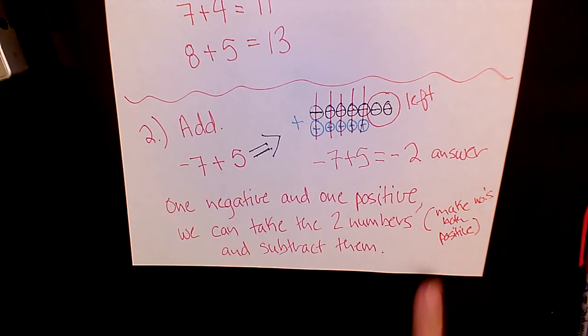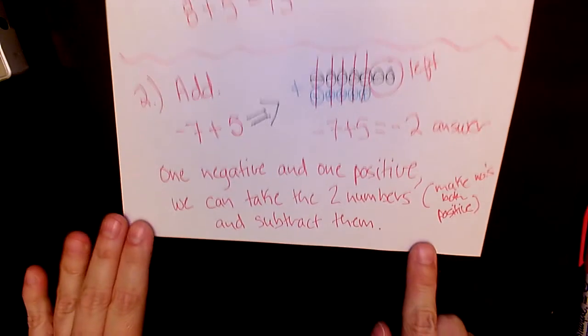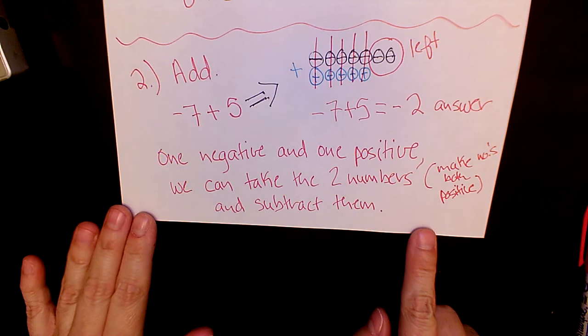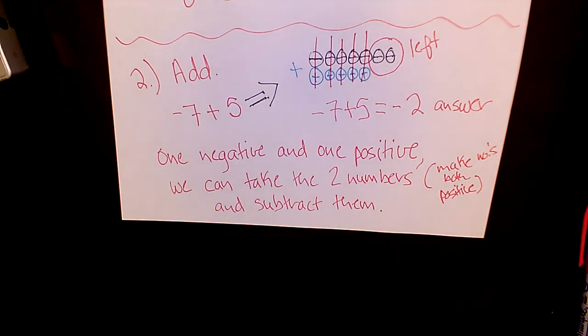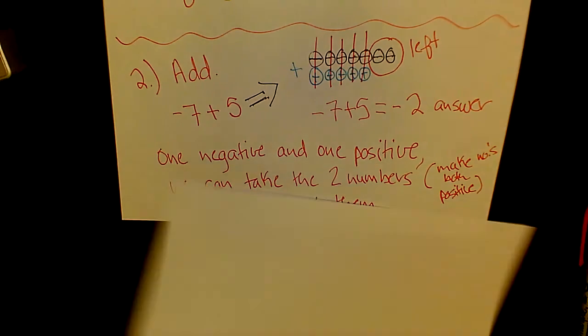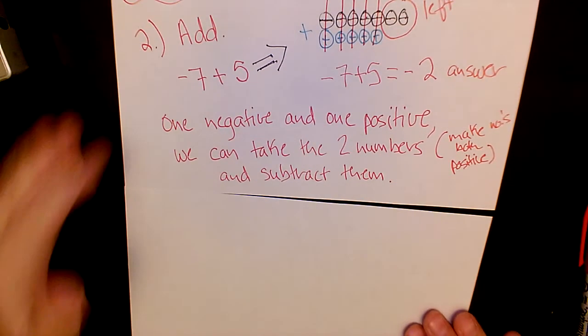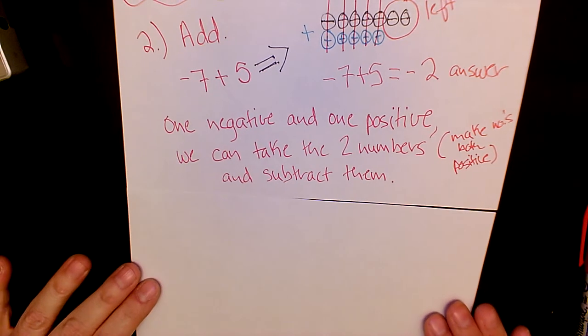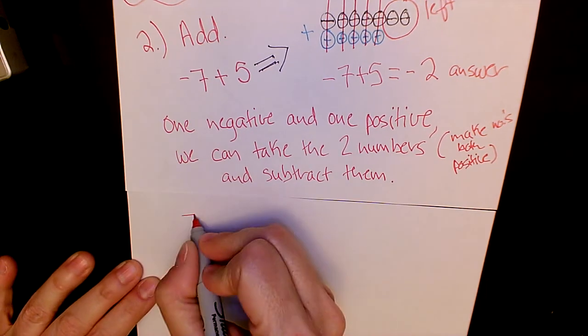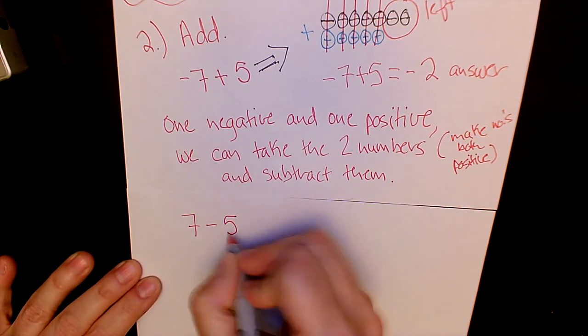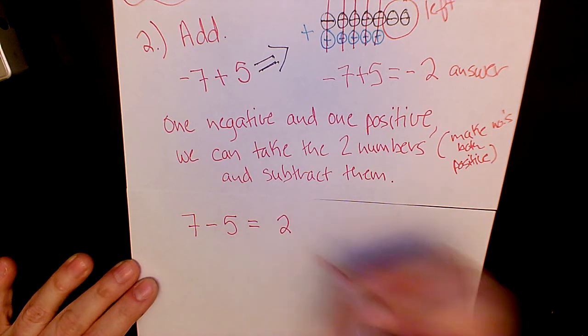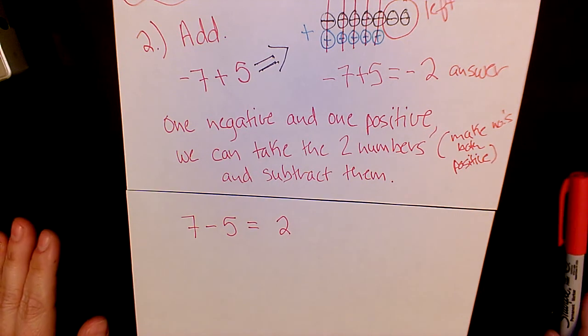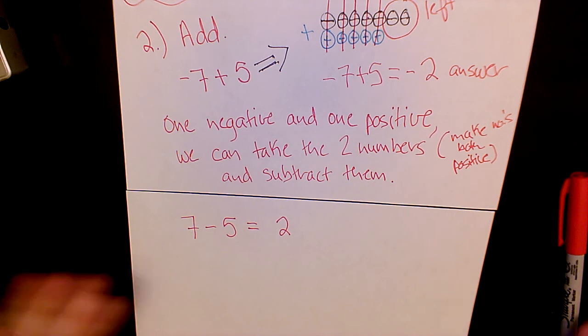This says make numbers both positive. Okay? So I'm going to take these two numbers and I'm going to subtract them. I'm going to make them both positive. So I'm going to say 7 minus 5. And when I do that, I get a 2. But I'm not done.